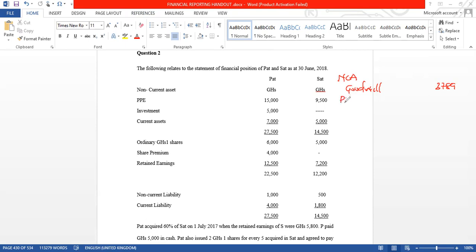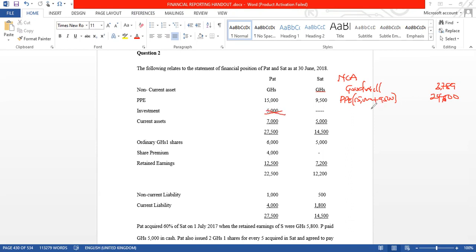Then we have PPE here. And the PPE, this is how you do it. So 15,000 plus 9,500. Please show these things in brackets. If you don't, I've already told you that whatever you put here doesn't make any sense. You are already wrong if you don't do this. So you have 24,500. The investment is cancelled off with the cash, so it is off.